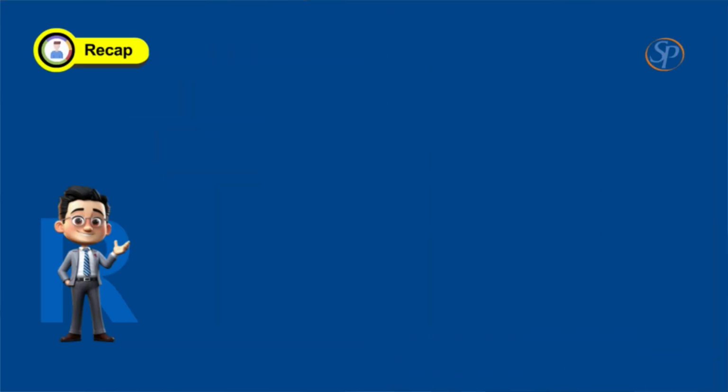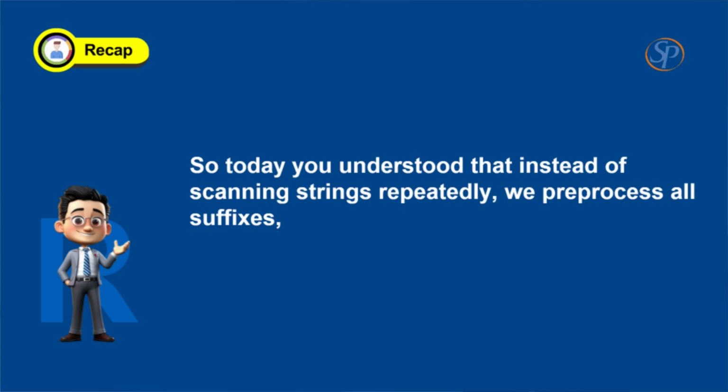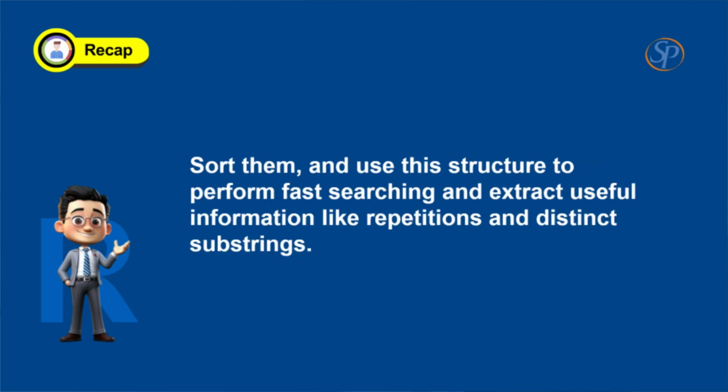So, let's recap. Today you understood that instead of scanning strings repeatedly, we pre-process all suffixes, sort them, and use this structure to perform fast searching and extract useful information like repetitions and distinct substrings.